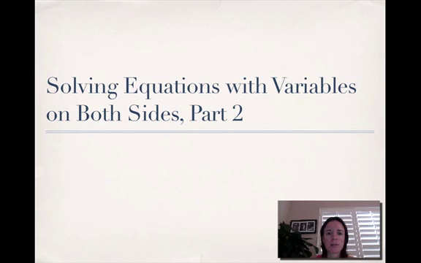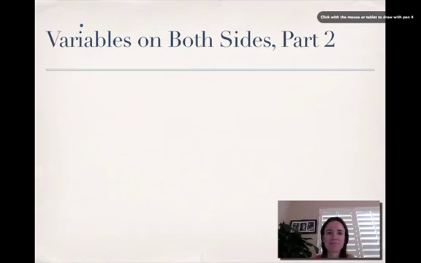About solving equations with variables on both sides again. And this is part 2. So, again, we've got an equation with variables on both sides. If we take a look at number 1, it's 11 plus 3x minus 7 equals 6x plus 5 minus 3x.